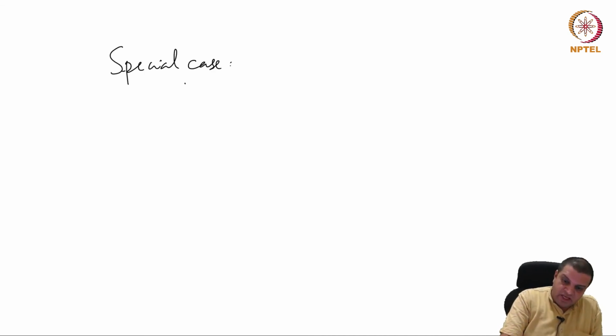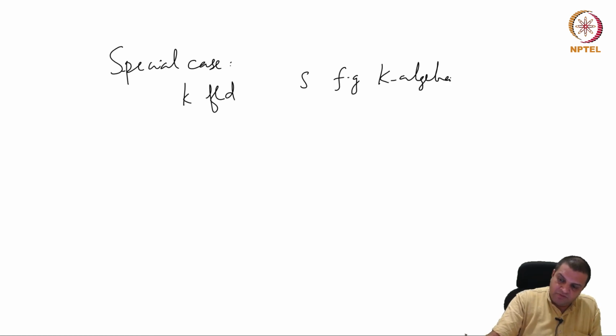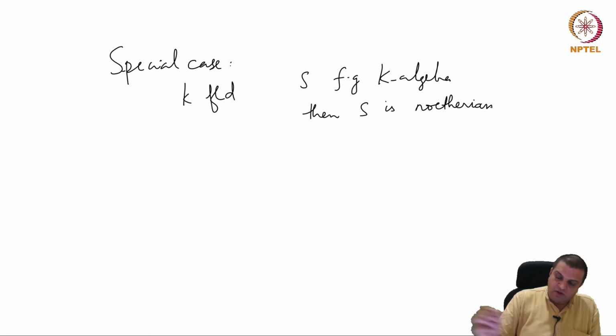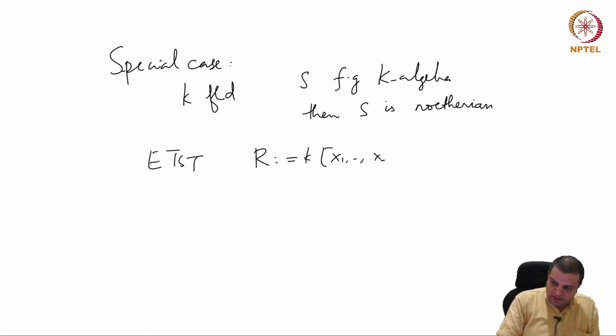Okay. So we will prove a special case, which is that K is a field and S is a finitely generated K algebra, then S is Noetherian. Okay. And arguing as earlier, S can be written as a quotient of a polynomial ring over K. So again, it's enough to show that R, which is a polynomial ring in n variables for arbitrary finite n, is Noetherian.